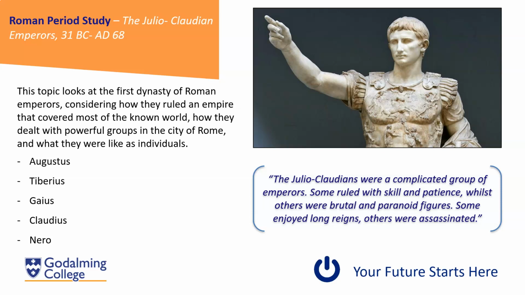And the 5 emperors who make up the Julio-Claudians are these ones: Augustus, Tiberius, Gaius, who's also known as Caligula, Claudius and Nero. And some of those names have sort of descended through history as some of the best rulers ever known, but also some of the most tyrannical and unpleasant rulers in history. So these are a complicated bunch of people. This is a complex family that has its highs and its lows.